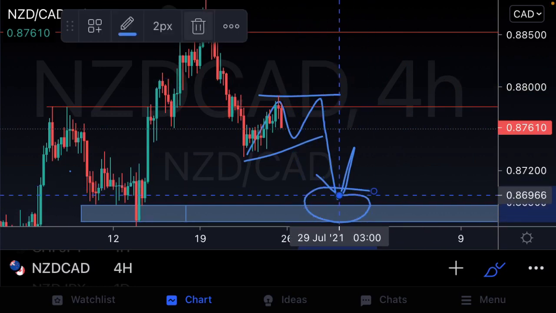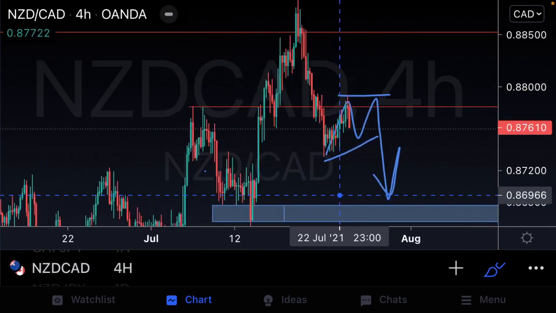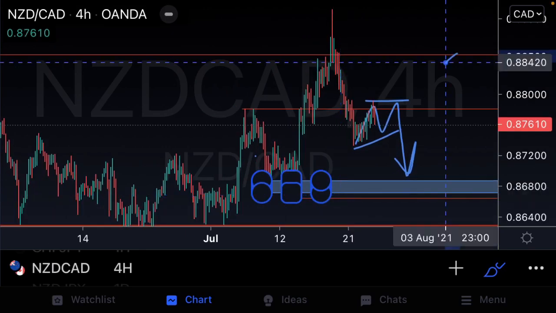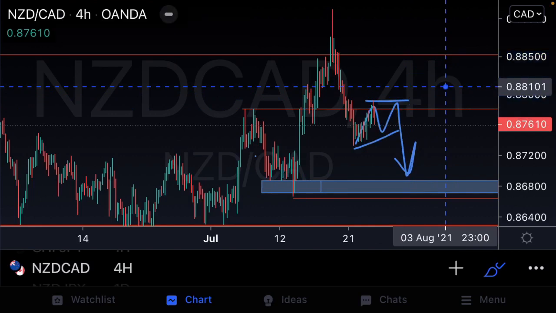support structures down there. So on NZDCAD, we're aligning ourselves on the sell side of things. Just in case that CAD strength comes in, we're still going to be able to make money from that CAD strength. If that CAD weakness comes in, AUDCAD is going to bless us good.